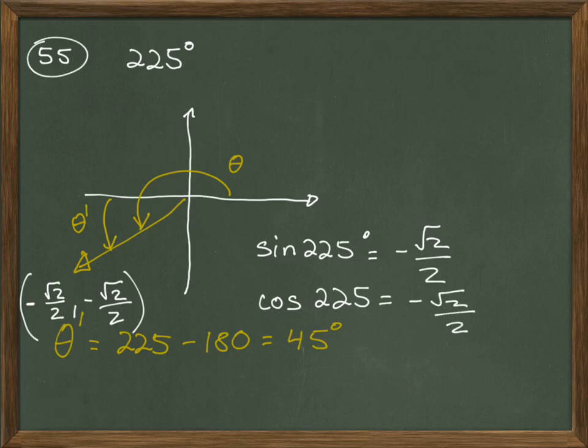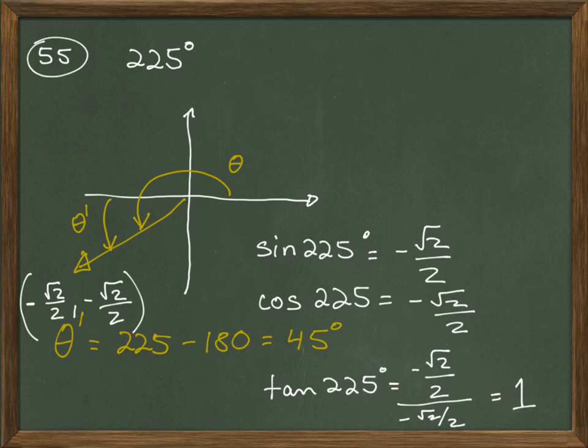And the tangent of 225, which is sine over cosine, or negative square root of 2 over 2 divided by negative square root of 2 over 2. And if you do that, you get a positive 1. So here you go. Now, it isn't asked, or is it? No, let's just find the reciprocal trig functions as well.